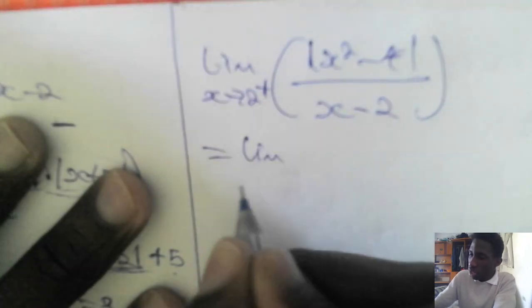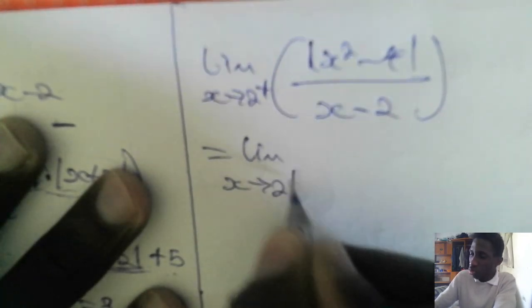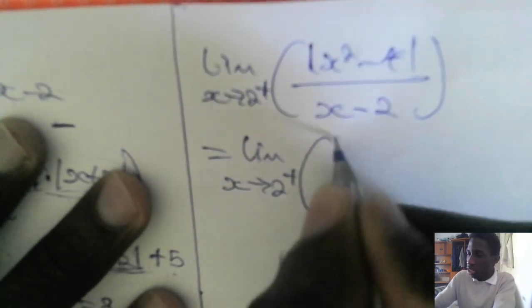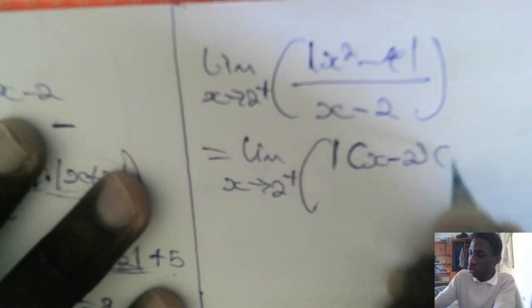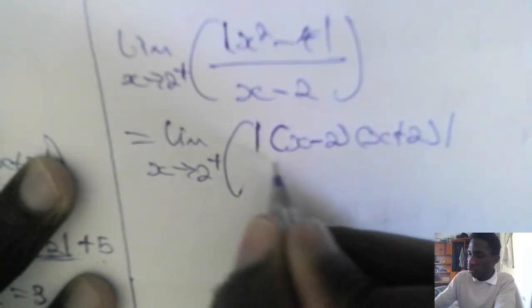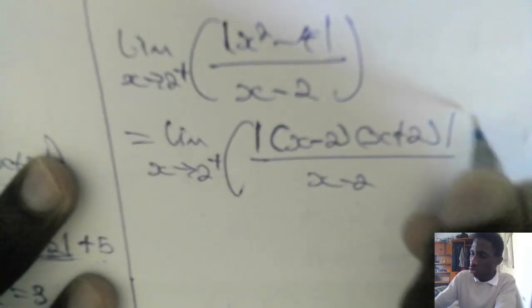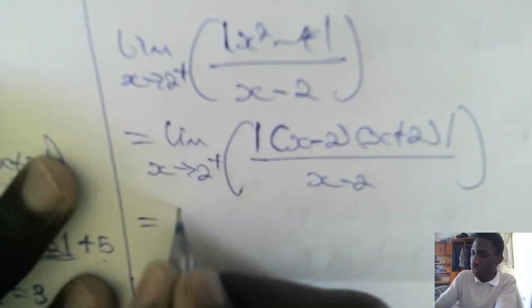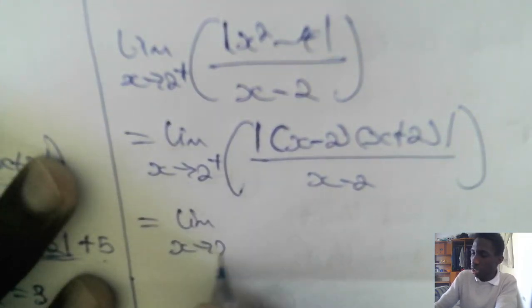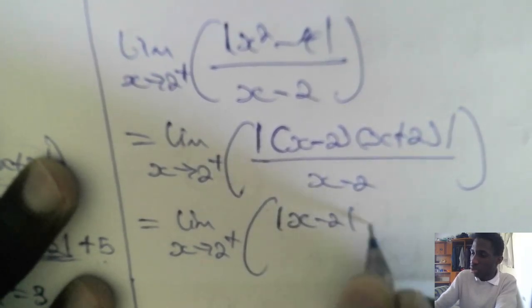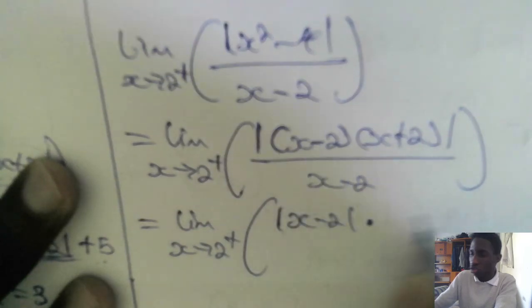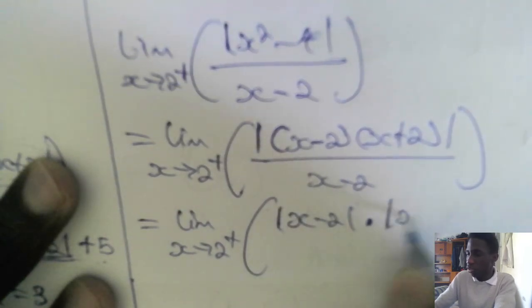So solving, we have the limit as x approaches 2 from the right of, we can break this down to the absolute value of (x minus 2)(x plus 2) divided by x minus 2. We all know what happens from the previous example. We know that we can break this down into the absolute value of the first one multiplied by the absolute value of the second one.